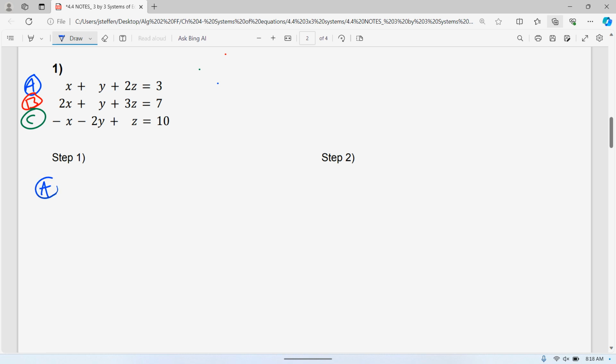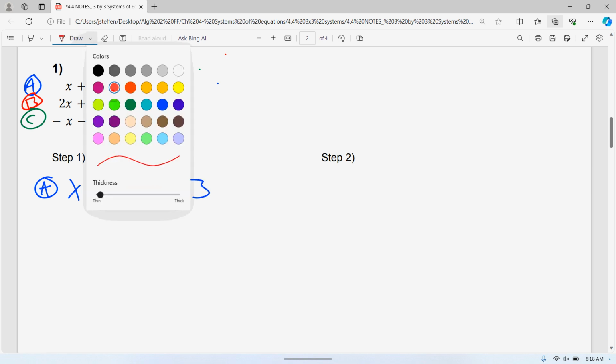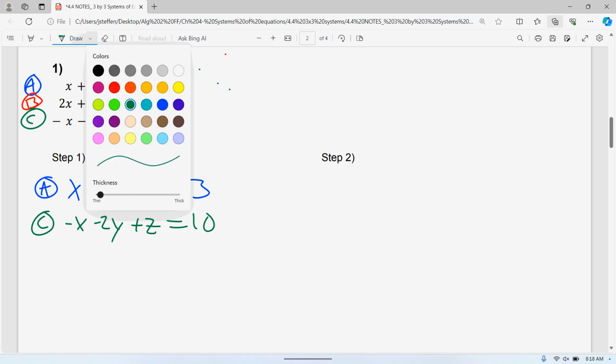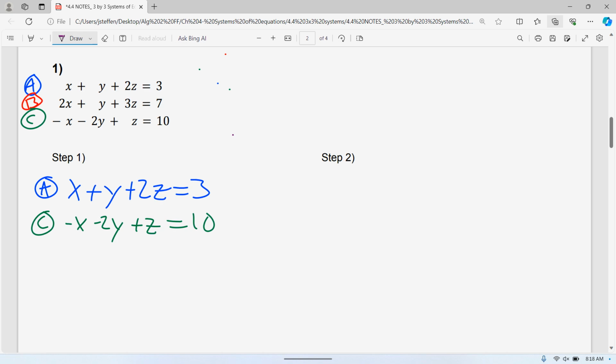Down my A, and then rewrite my equation. X plus Y plus 2Z is equal to, my equation C is the other one I use. So I have -X minus Y plus Z is equal to 10. I add those together. My X's cancel. This is the same as before. Y minus 2Y is -1Y. 2Z plus Z is 3Z, and 3 and 10 is 13.